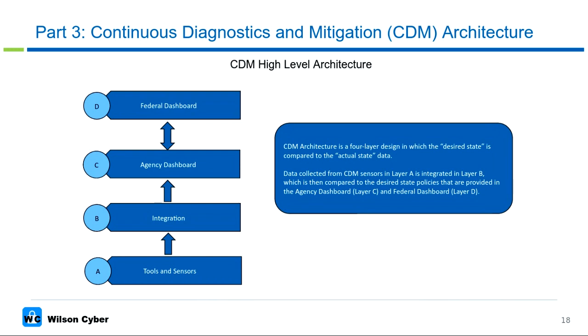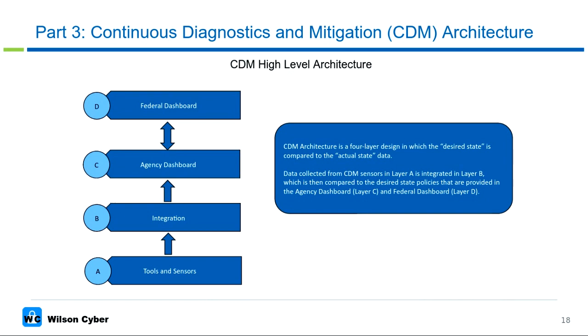That information is then integrated at layer B, the integration layer. The information is displayed to provide risk reports at the agency dashboard level, layer C, and then it's collected together for an overall federal dashboard at layer D. So this is how the architecture works.